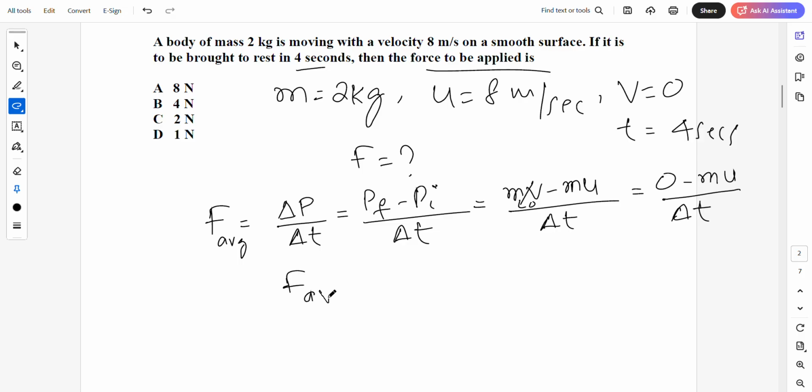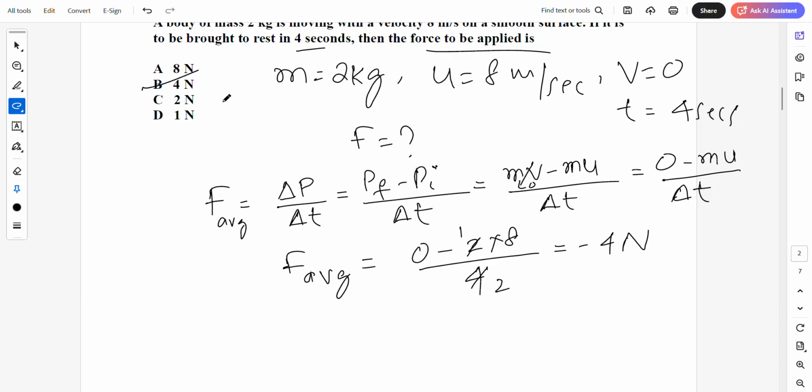Therefore, the average value of the force is equal to 0 minus m, which is 2, into u, which is 8, divided by delta T. That is the interval. T is equal to 4 seconds, since 4 minus 0 is 4. That is equal to minus 4 newtons. Okay, hope you understood. This is the right answer.